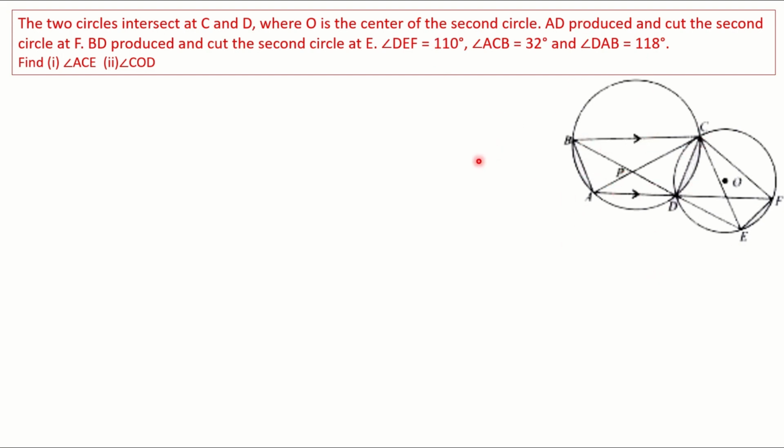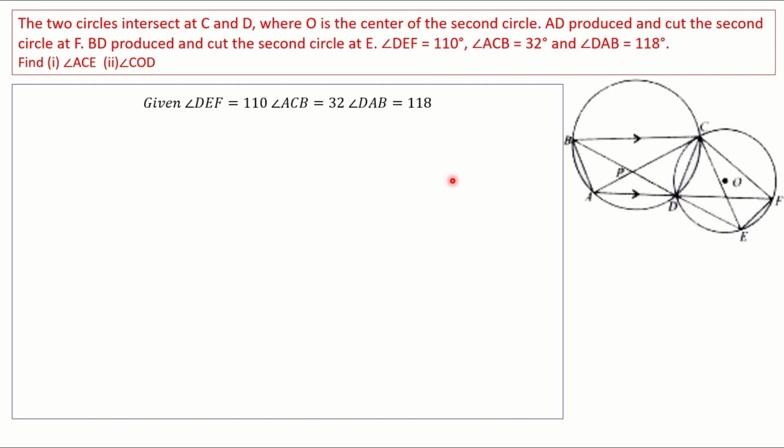If you see here, now let's see. It is given that angle DEF is 110 degrees, angle ACB is 32 degrees, angle DAB is 118 degrees. Now ABCD and CDEF both are cyclic quadrilaterals. We understand the property: opposite angles add up to 180 degrees. Right.